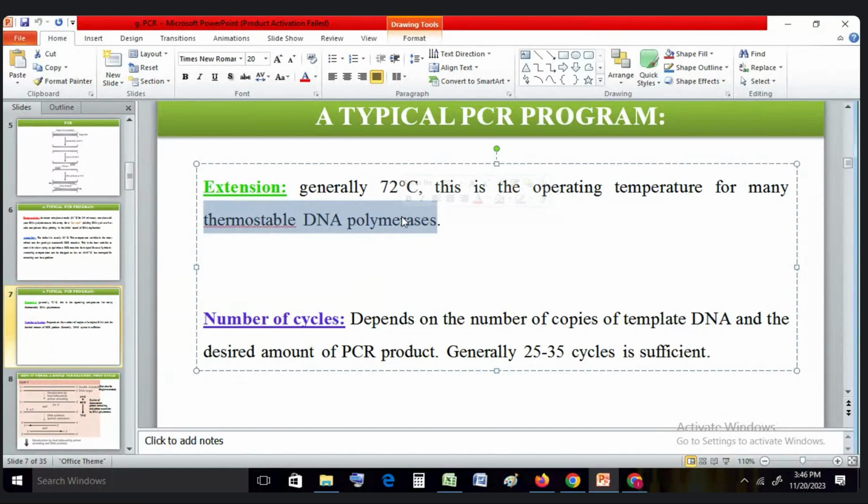Everybody understand this, that this polymerase has an optimum temperature of 72, but at other temperatures less than 72, it will also do the polymerization, but with less efficiency. Any question about this?